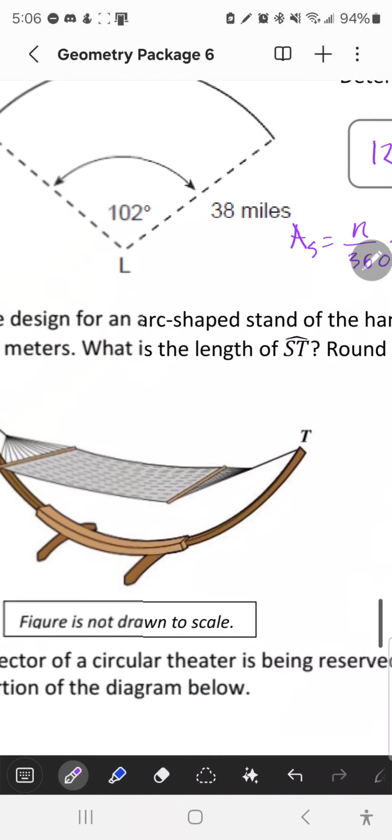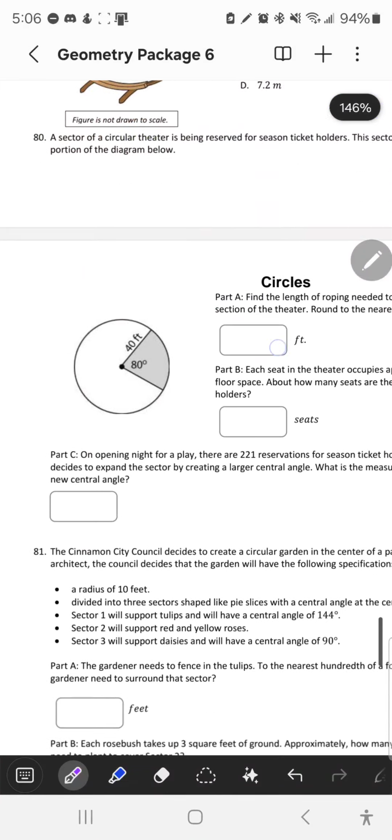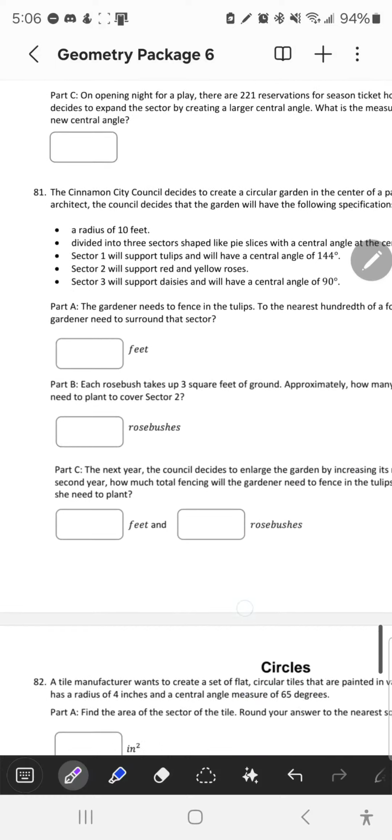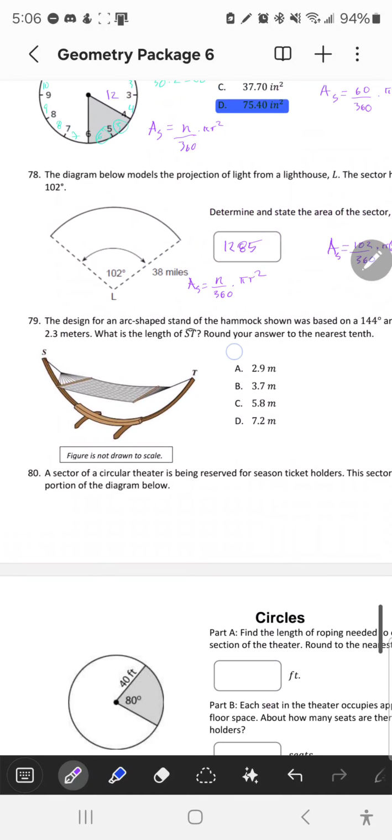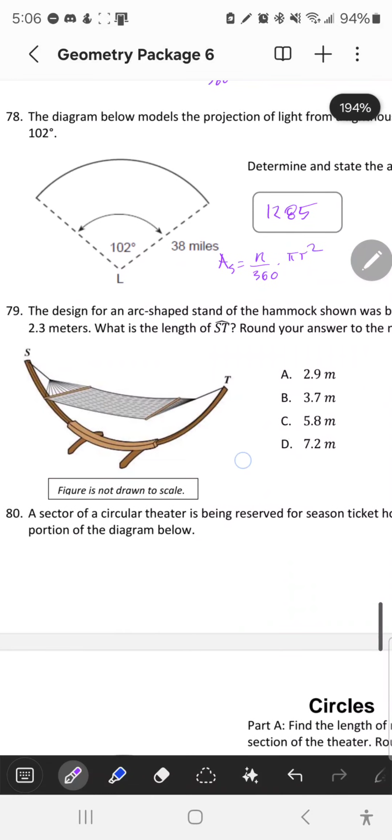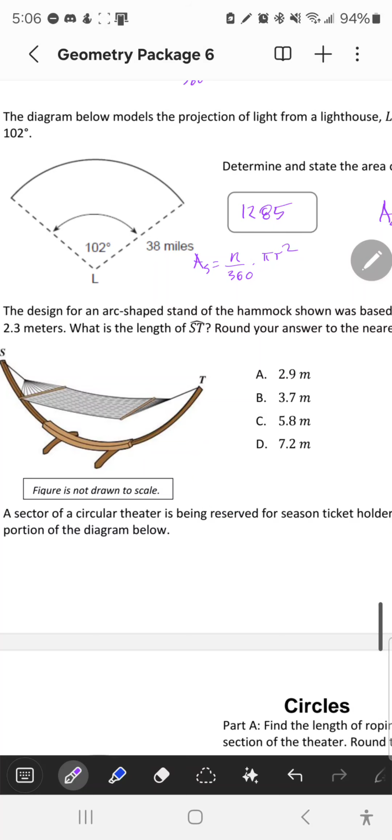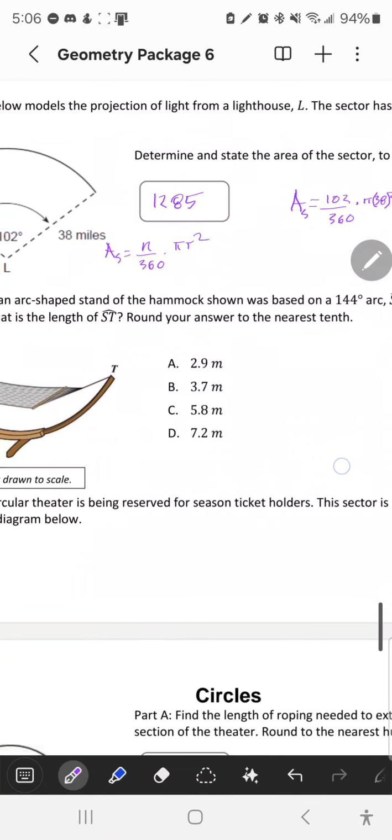1285. Very easy. Now let's look. Okay, this is going to be, well, let me not talk. Okay, 79. The design of arc shape. Okay, we have the arc.